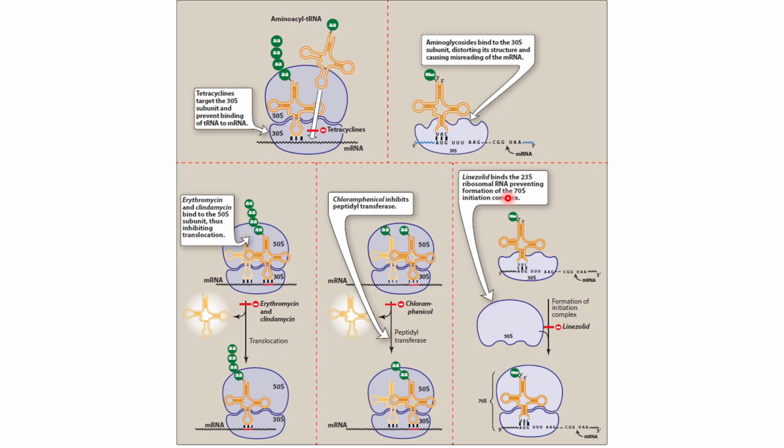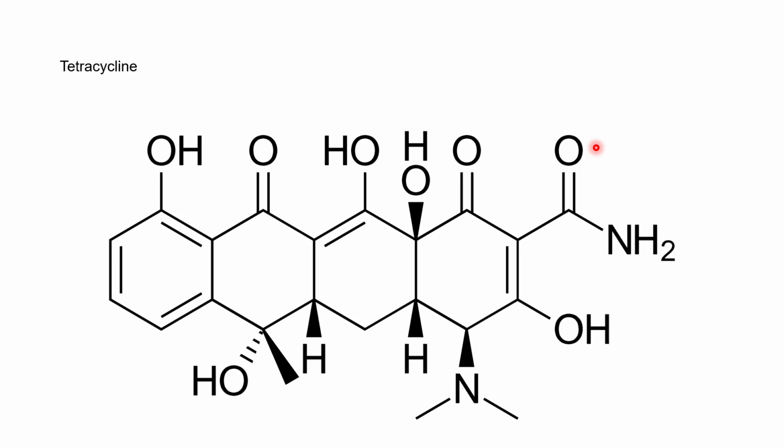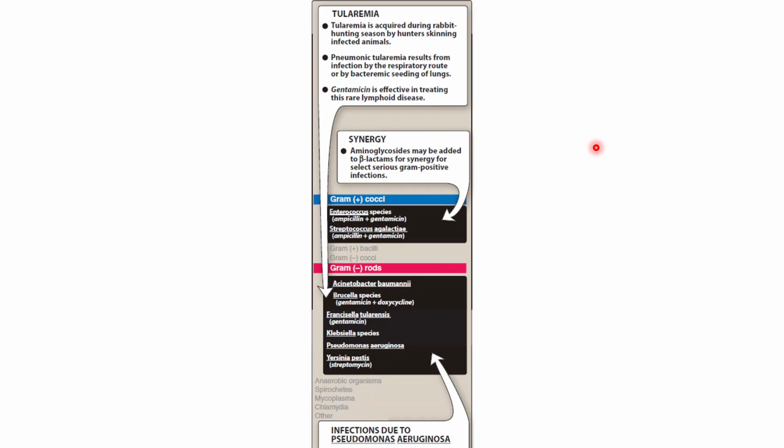The mechanism of action of aminoglycosides is that they also bind the S30 subunit, and they disrupt the reading of the messenger RNA, so that leads to errors in the protein, so the protein is not working. So also the S30 subunit, but a little bit different mechanism. The antibiotic spectrum includes gram-positive and gram-negative microorganisms.